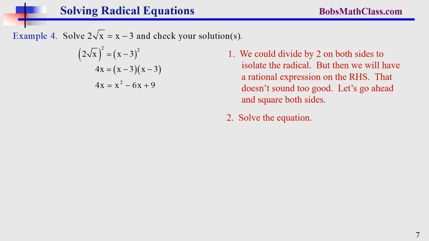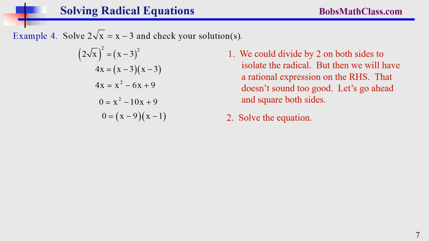We have a 4x on the left-hand side. We need to get a 0. Anytime you see an x squared, that means you got to get 0 on one side. Subtract 4x on both sides. And now factor. Usually the factoring in these problems isn't too complicated. Products of 9 are 9 and 1 and 3 and 3. We want the numbers to add to equal 10, so that will be 9 and 1, and they will both be negative.